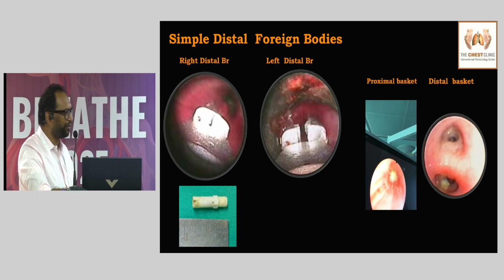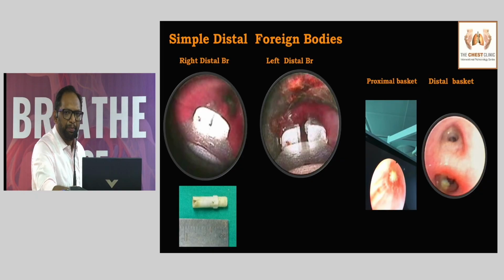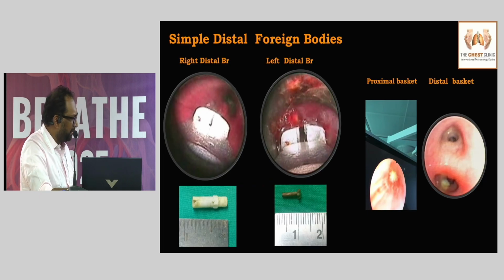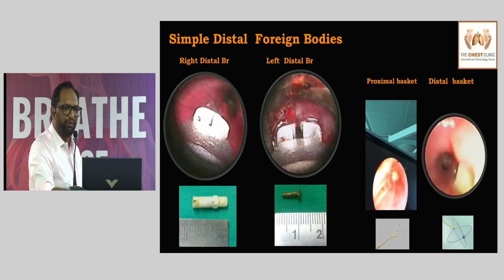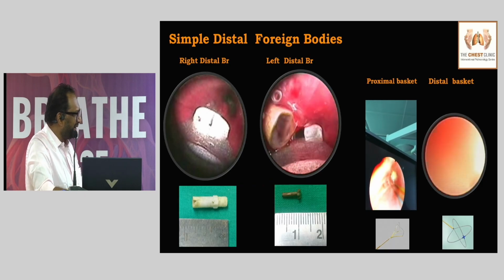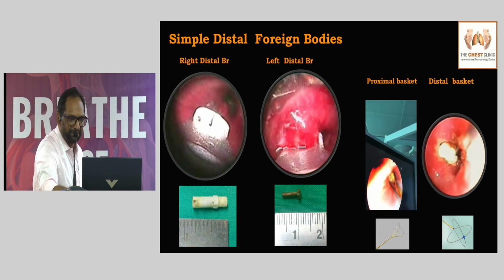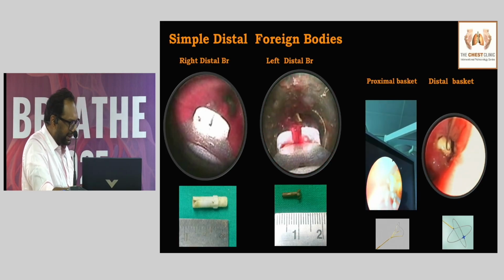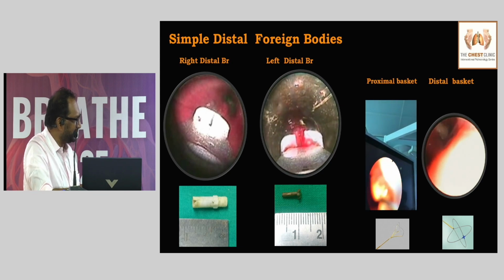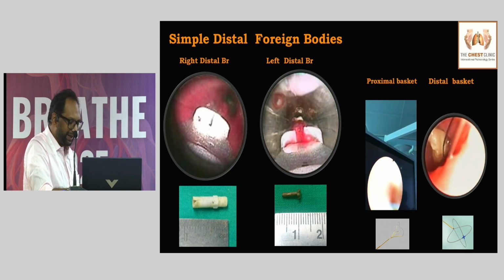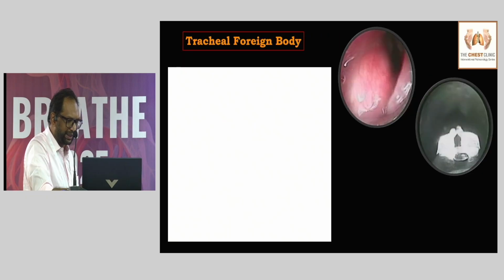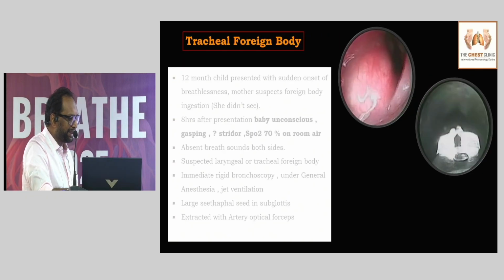So what are simple foreign bodies? These are more proximal foreign bodies where it doesn't require much thought to judge which instrument has to be used. If it is proximally there, you can just pass any instrument, whether it be a basket or a forceps, and extract it. It doesn't take much time, whether it is a rigid system or a flexible system. It doesn't really matter, you can extract it. But some foreign bodies are very difficult.